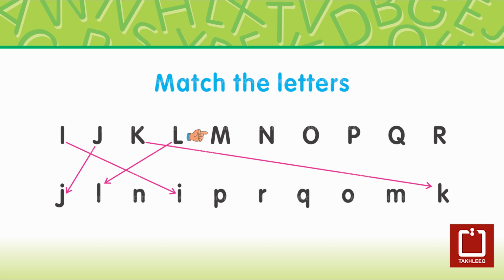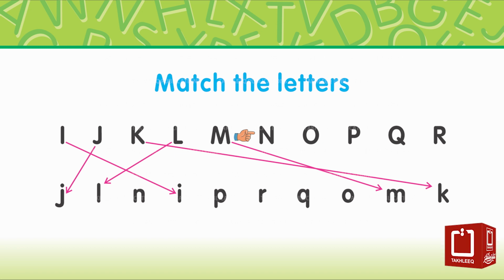This is capital letter M. Now we search small letter M in the second row. J, L, N, I, P, R, Q, O, M. Yes, this is small letter M. So we match capital letter M with small letter M.